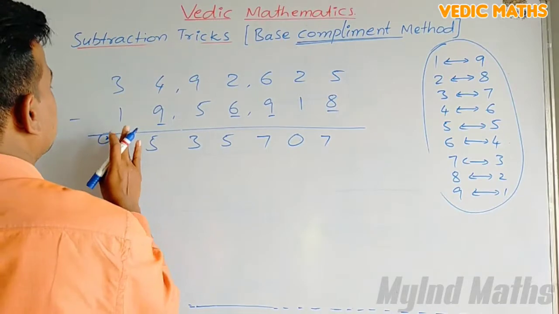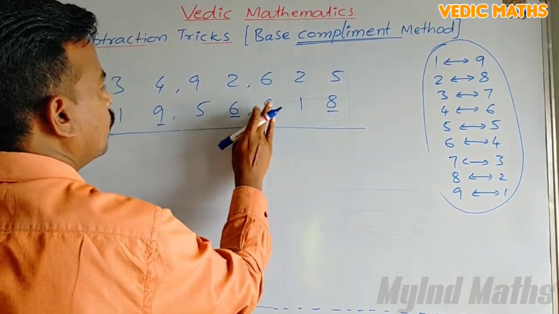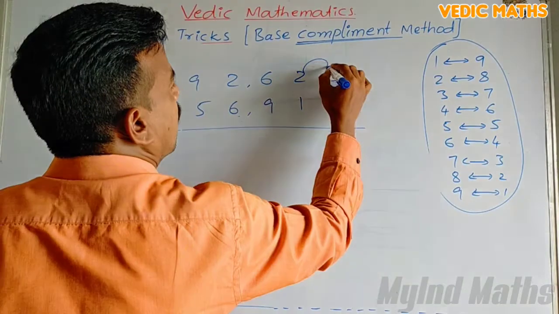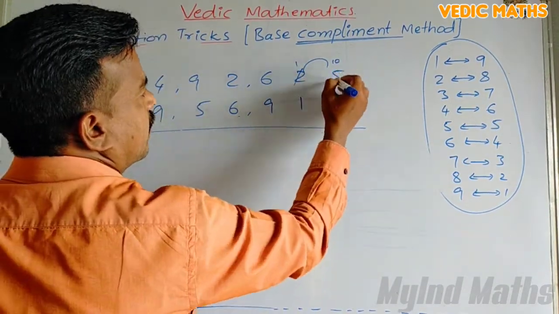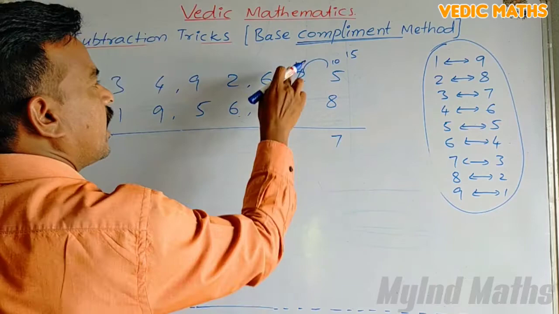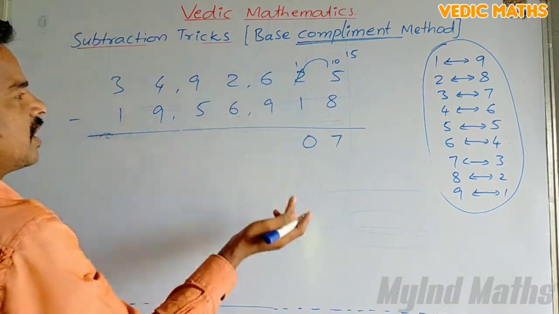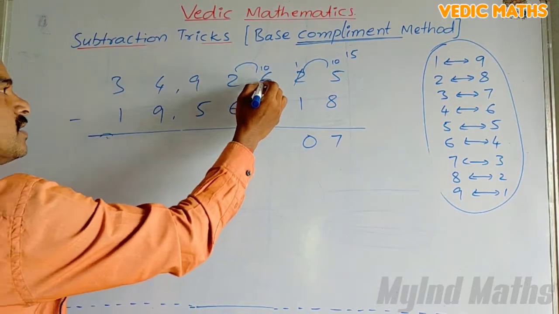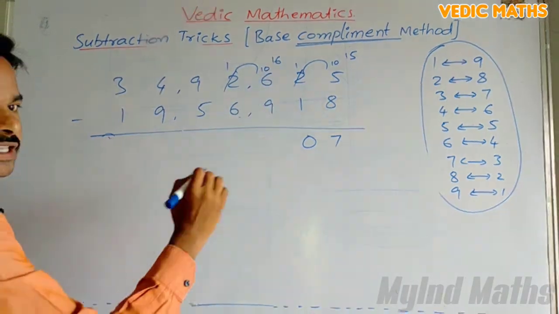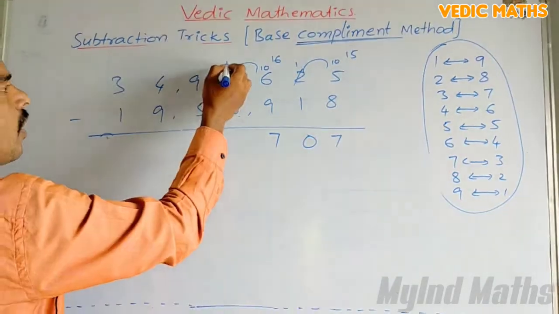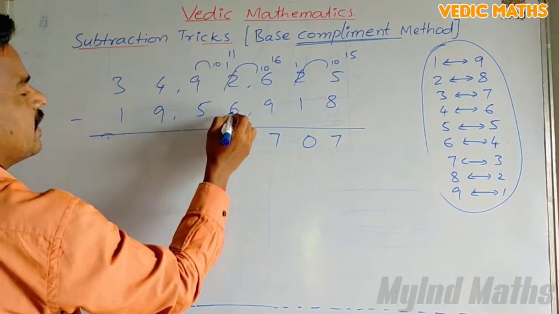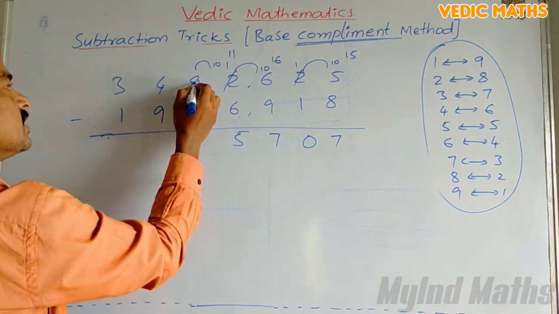Okay, if we do this in the current method, how can we do it? First we have to start from here. 5 minus 8 is not going, so borrow 10, and it becomes 15. 15 minus 8 is 7, and 1 minus 1 is 0. 6 minus 9 is not going, that's why we borrow 10. 6 plus 10 becomes 16, and 16 minus 9 is equal to 7. Next, 1 minus 6 is not going, so borrow 10, and it becomes 11. 11 minus 6 is equal to 5, and this 9 becomes 8 only.